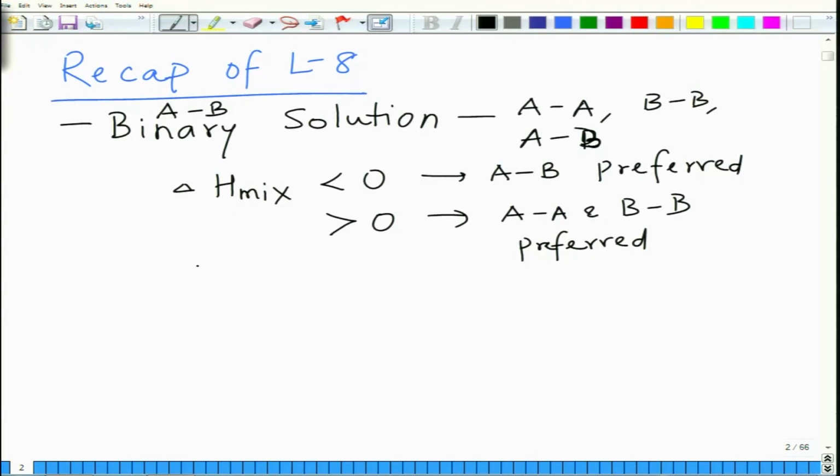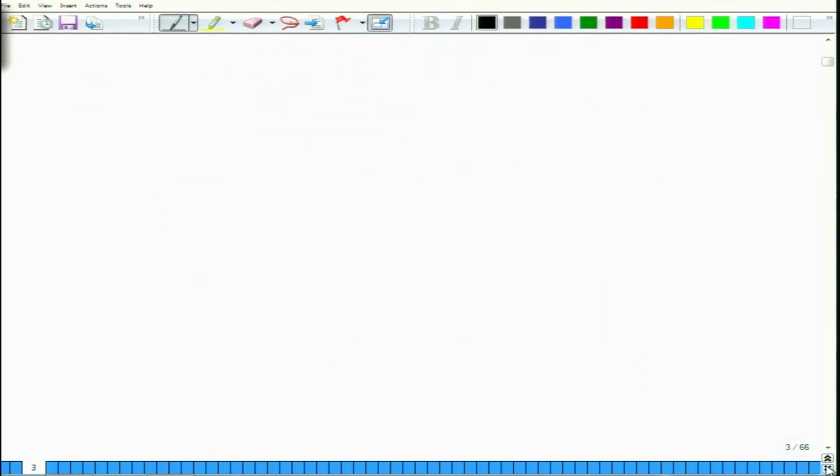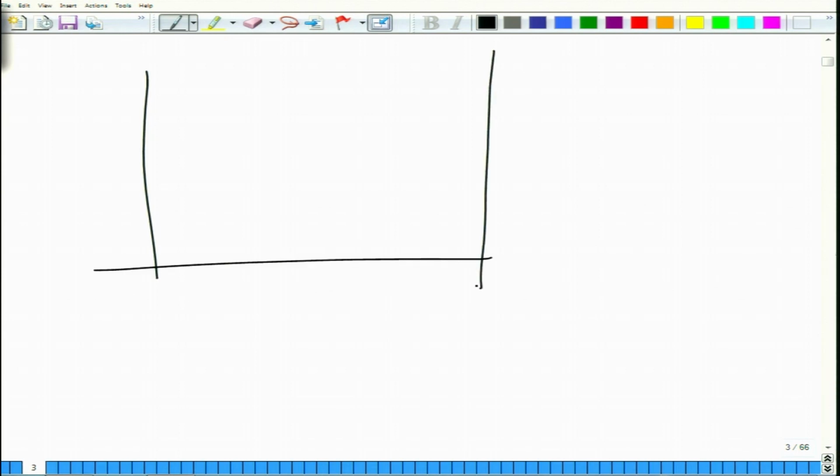And this is manifested by another parameter, the interaction parameter, which is omega. If it is greater than 0, then you have positive delta H mix, and if it is less than 0, then delta H mix is negative. And depending upon these parameters, if you draw the free energy versus composition, so if you plot, let us say this is XB.